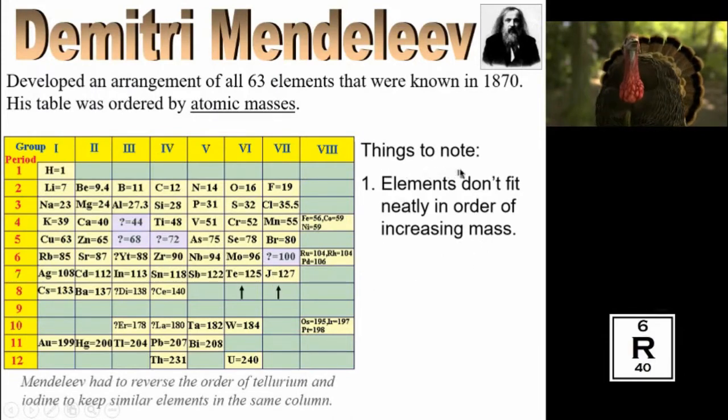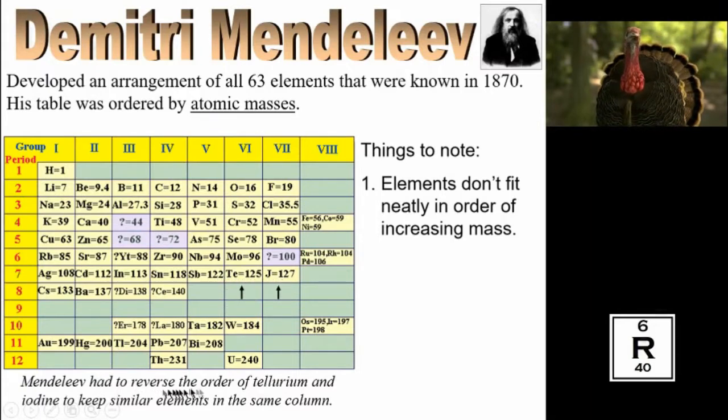Okay, so things to note. The elements did not fit neatly in order of increasing atomic mass. And you might say, all right, well, it looks like it. You have tin and tellurium, and this J actually would be, I guess, the old symbol for iodine. I don't remember where I got this picture from. But anyways, this J would be iodine. So it looks like it's working: 122, 125, 127, so it's increasing.